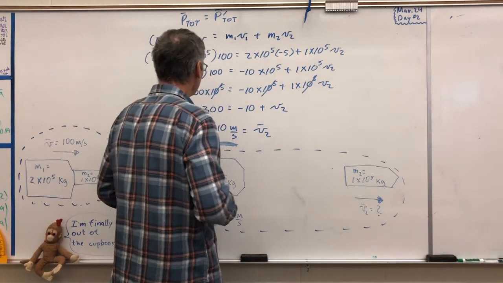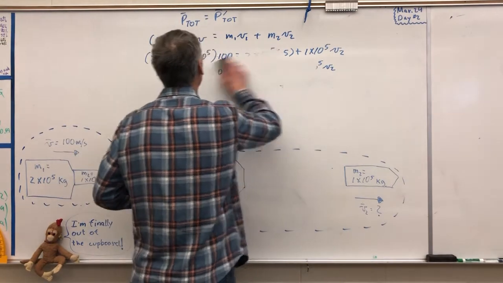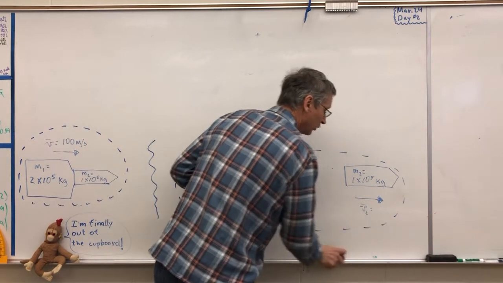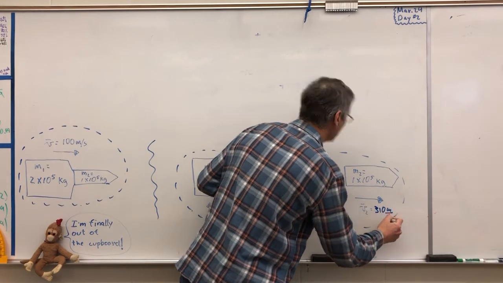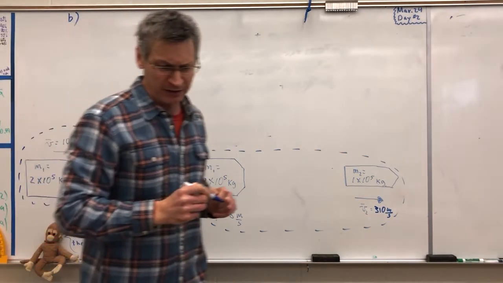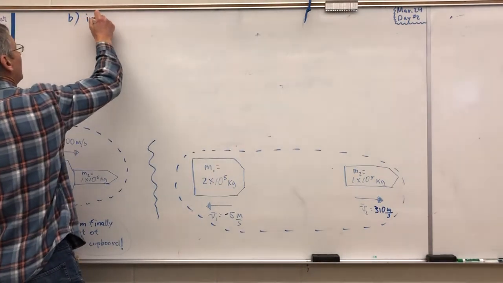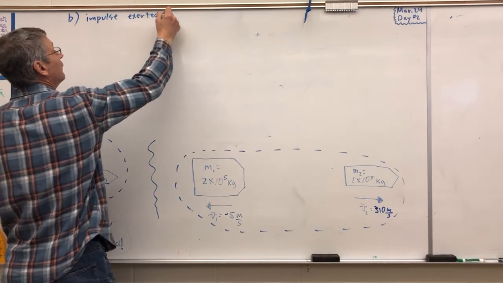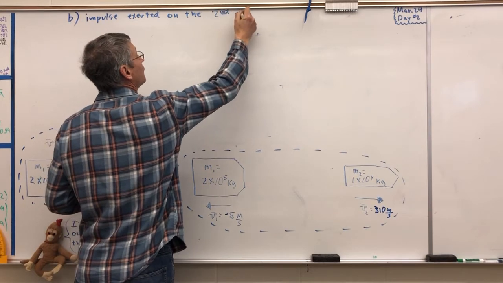Okay, let's do part B and part C of this problem now. Now I'm going to remember that this velocity is 310 meters per second. And here's the second thing we want to find. We want to find the impulse exerted on the second stage.